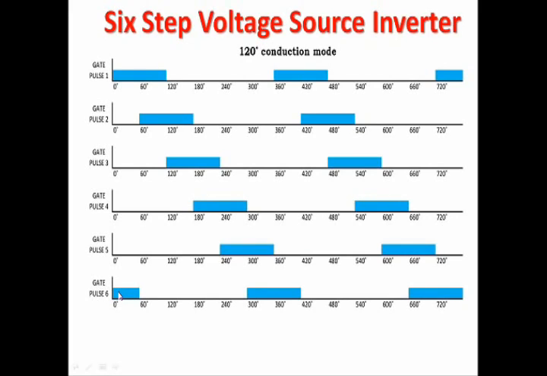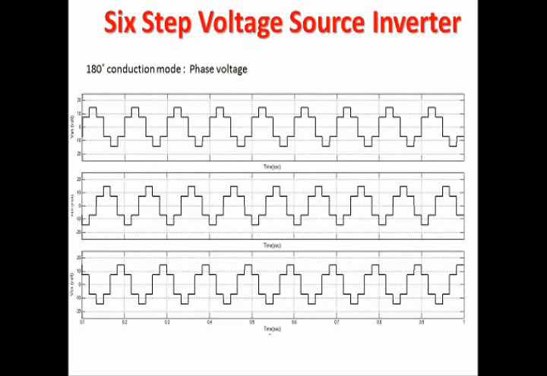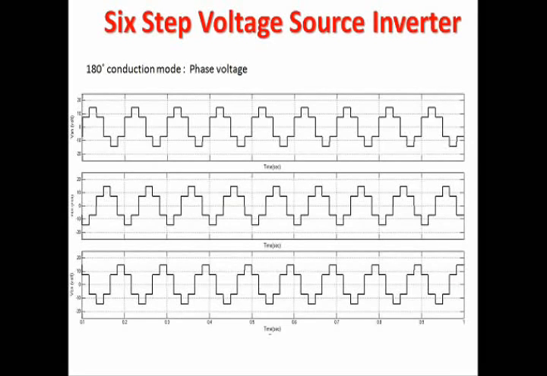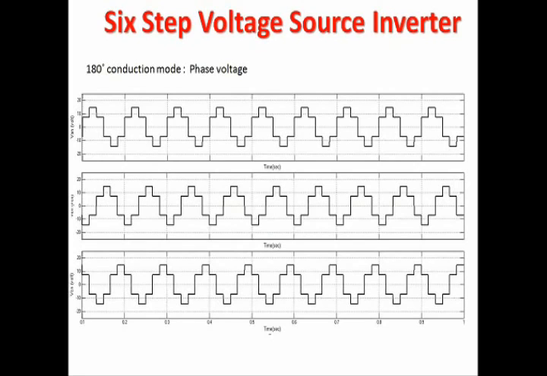So this is the basic difference between these two conduction modes. Let me see the output waveforms. Basically, the circuits are simulated with the help of MOSFET. The waveform represents the phase voltages that are measured from the 180 degree conduction mode. Here VAN represents the voltage between A phase to neutral, and VBN and VCN here.